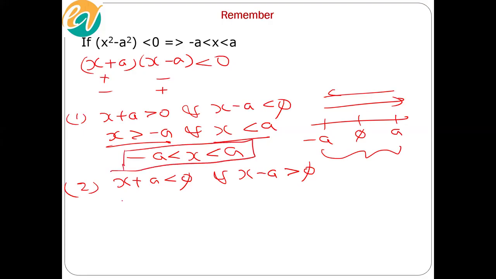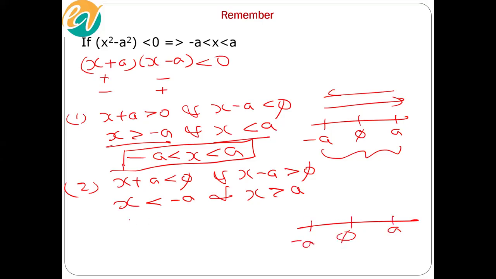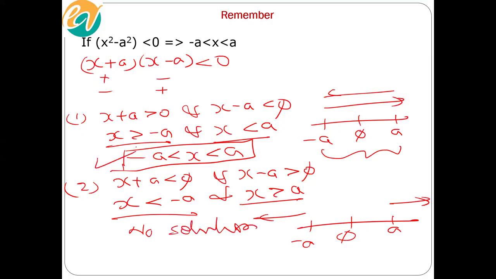All right, now let's consider this. x is lesser than minus a and x is greater than a. So again, let's construct a number line. 0, a, minus a. x is lesser than minus a, this area. x is greater than a, this area. Do we have any common solution? No. So in this case, we have no solution because there is no common area. So the final answer is just this: minus a is lesser than x is lesser than a, which is the exact answer that we are getting here.